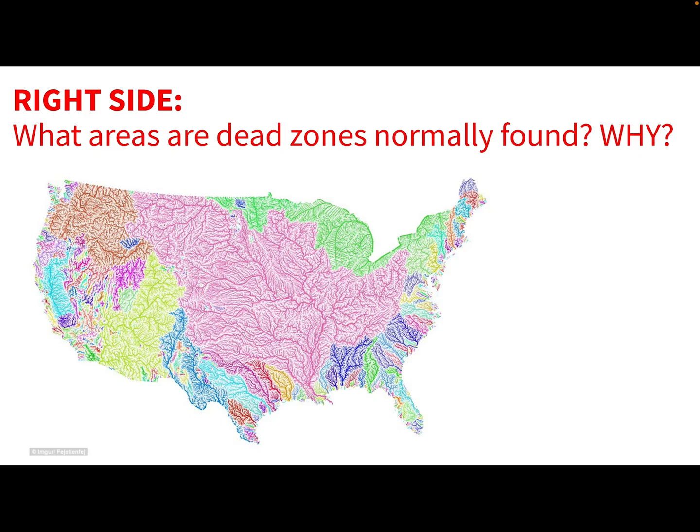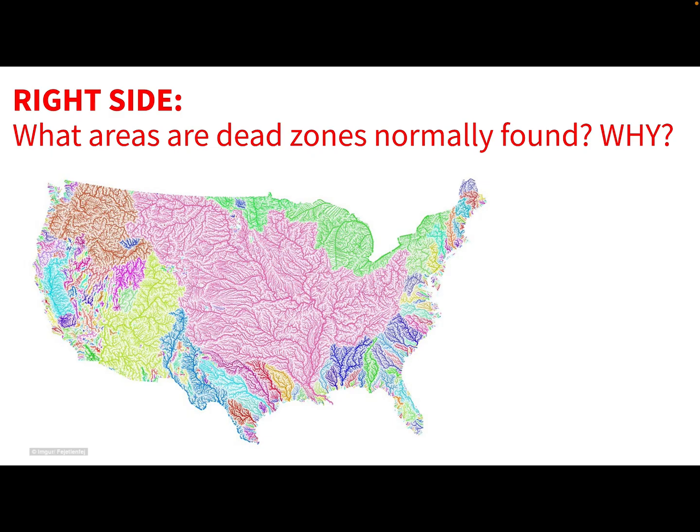Now, this is one that I wanted to talk about on the right-hand side, because you can see all these pink lines, they kind of look like veins in your body or something like that. This big pink area in the middle, that's called the Mississippi River watershed. Now, that means that any drop of rain that falls in that pink area is going to filter into the Mississippi River at some point or another.